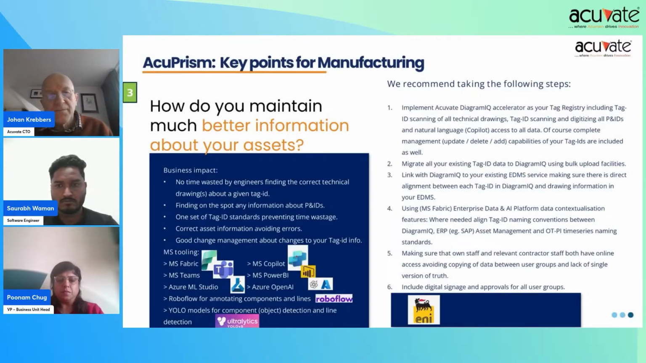Same with this one here: how to make sure you have proper information about your tags, how to make sure that in your tag register is up-to-date information about all the drawings or tag information being stored. And again, you find that all here. Here we have an accelerator called Diagram-IQ, and Diagram-IQ is a tag register. It is also how to scan your drawings, how to digitize the PNG files, and get all information out of it using Microsoft Copilot. On the left again, you see the business impact, and the tooling we use to make this all happen. And you see quite a lot of Microsoft tooling, of course, to make it all happen.